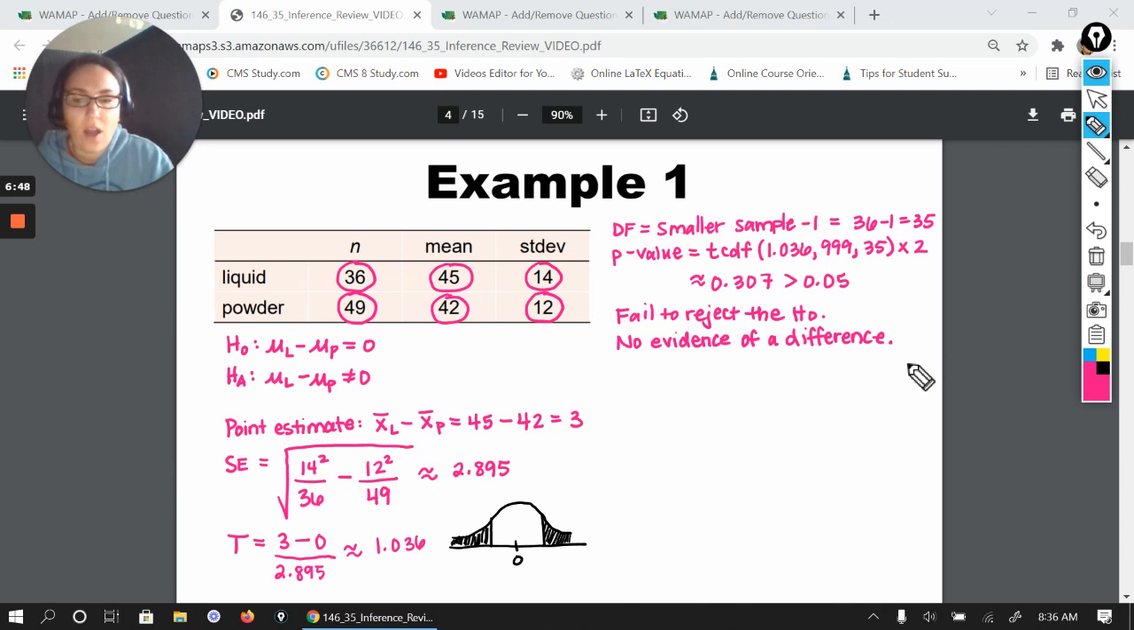Now we do want to be cautious about these results because we can't check any conditions. In other words, we don't know if these samples are random samples. So I'll write that down.